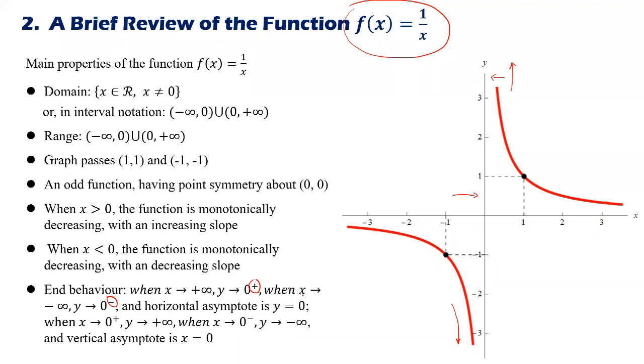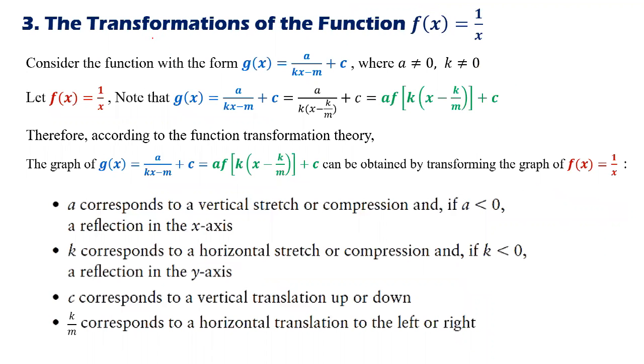I hope you can understand the graph here and do understand the main properties of the function f(x) equals 1 over x, because our next discussion will be based on the graph and properties of the function 1 over x. Okay, next, let's try to consider the transformations of the function f(x) equals 1 over x. So consider another function with the form here.